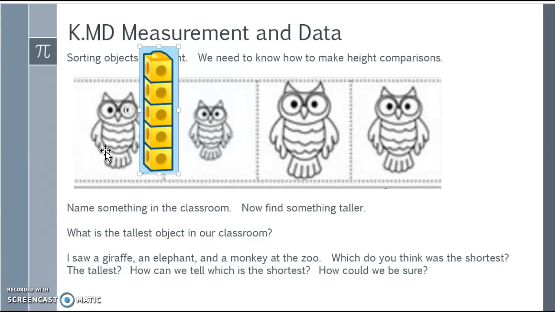So I want you to stop the video and reflect a little bit. How would you tell which is the shortest? What would you do? What describing words would you use to be able to identify which is the tallest, which is the shortest, and how can you be sure? Take a moment, write your thoughts down, reflect a little bit before we move on.